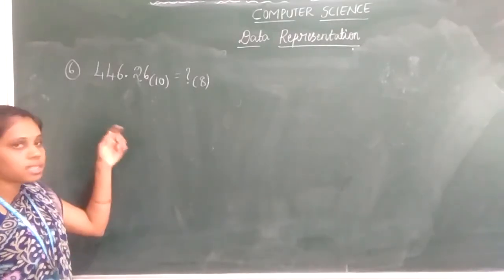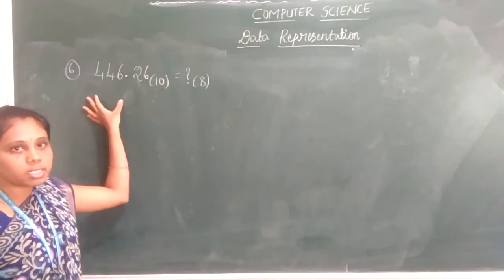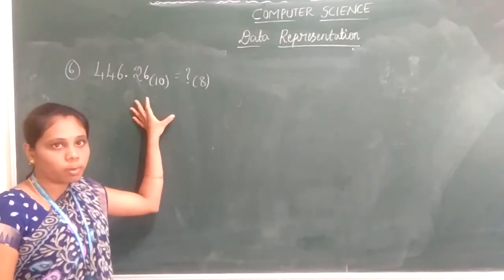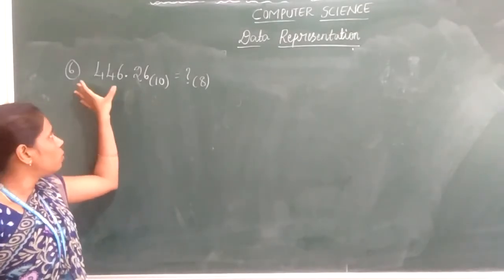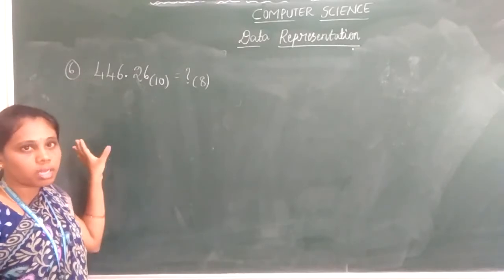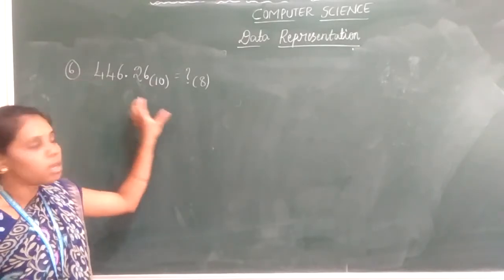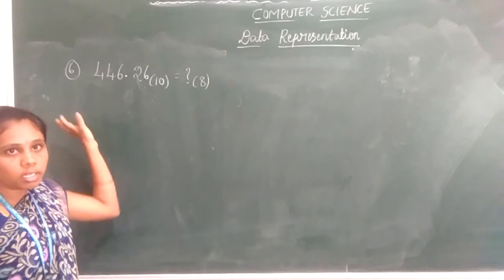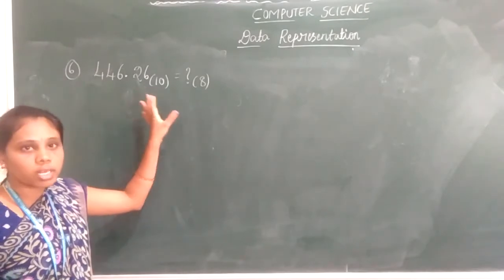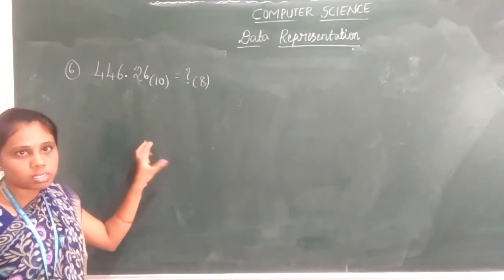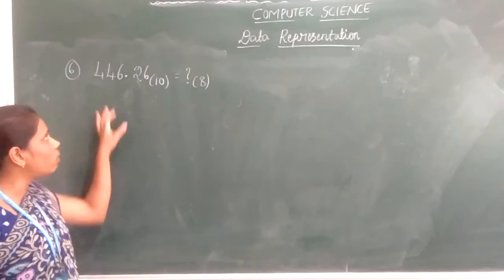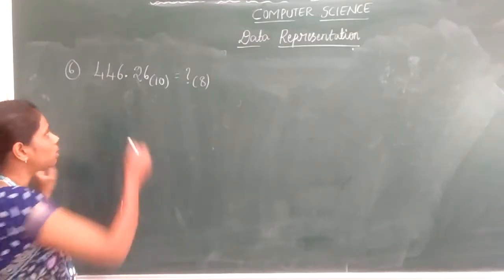Now we will see another example which has both an integer part as well as a fractional part. In this condition, we have to consider the integer part as separate and the fractional part as separate. Find out the value for the integer part and the value for the fractional part. Then you combine both the results to get the final result. Now I will consider only the integer part.